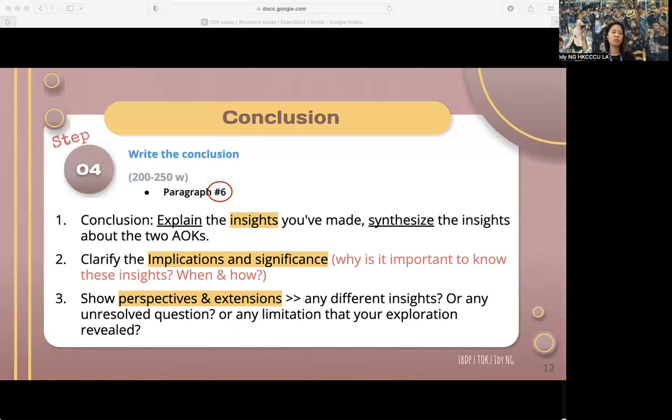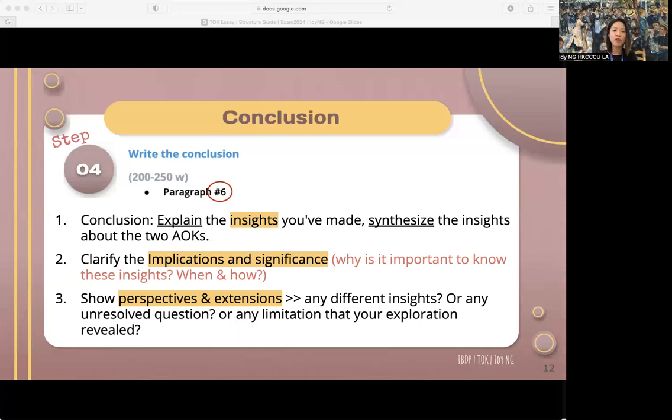Remember, in conclusion, we don't focus on summary. You don't just do some summary from the main body, what you have already written. This is not a conclusion. You need to put some insights here and clarify the implication and significance. Think like, why is it important to know these insights for the marker? You highlight it to the marker.